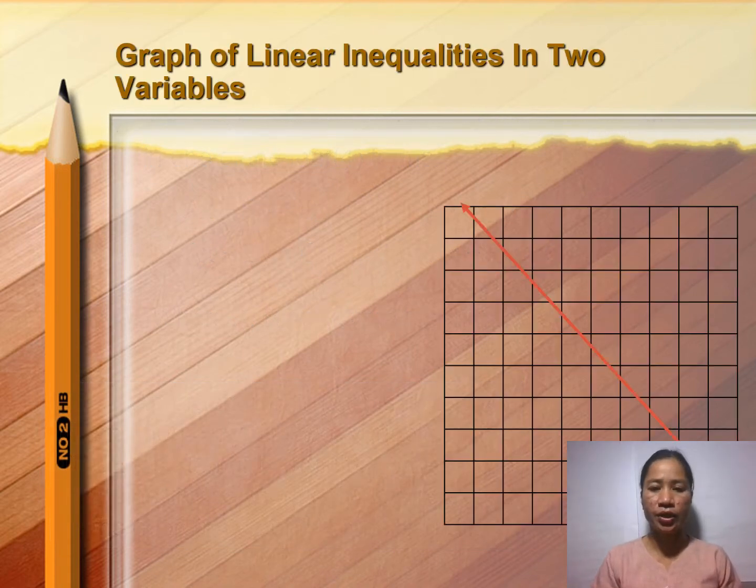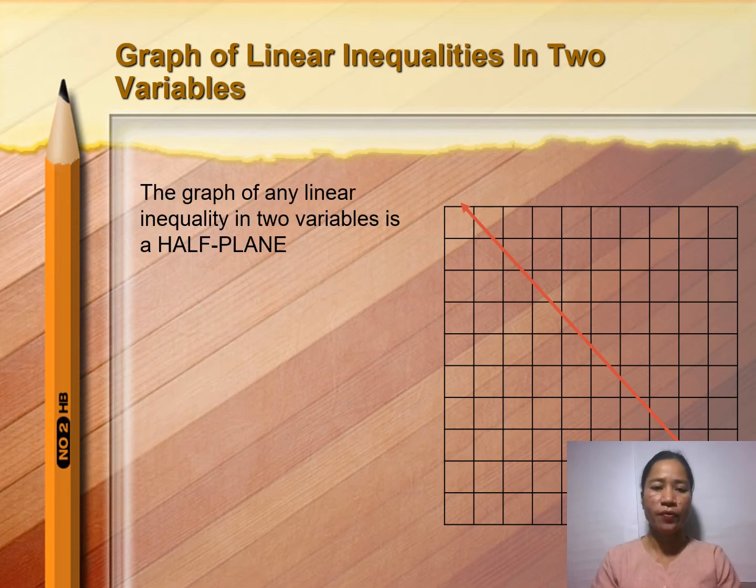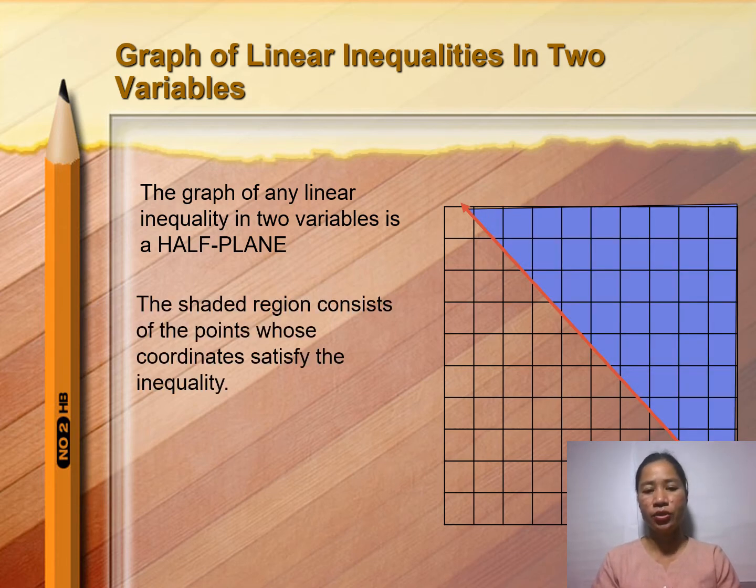If the graph of a linear equation is a straight line, then what is the graph of a linear inequality in two variables? The graph of any linear inequality in two variables is a half plane. The shaded region consists of the points whose coordinates satisfy the inequality. So the shaded region are the solutions of the inequality. Ordered pairs that lie on the shaded region are the solutions of the linear inequality.